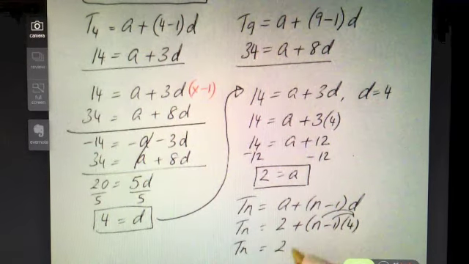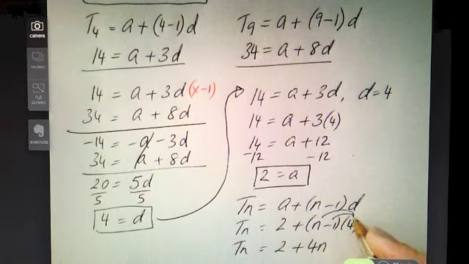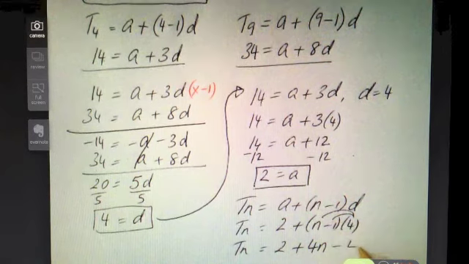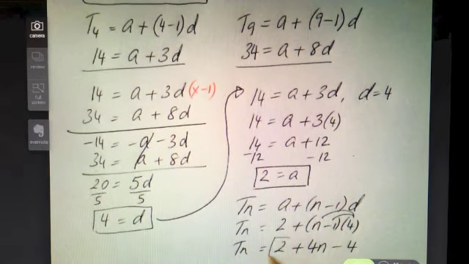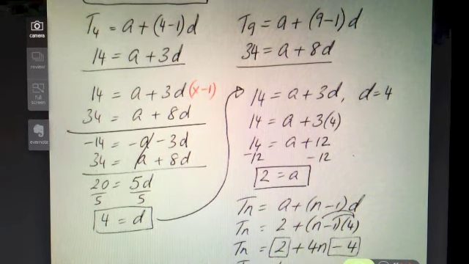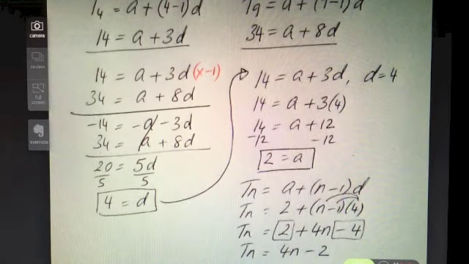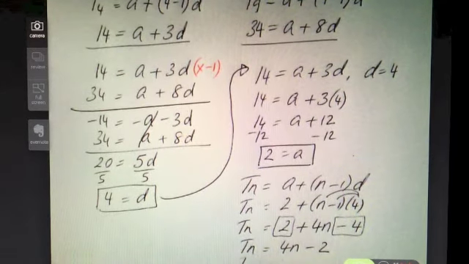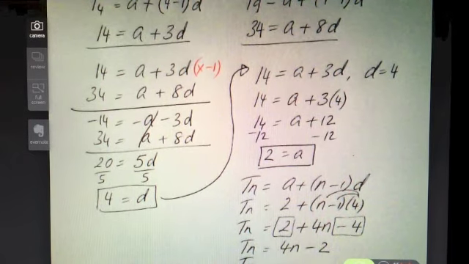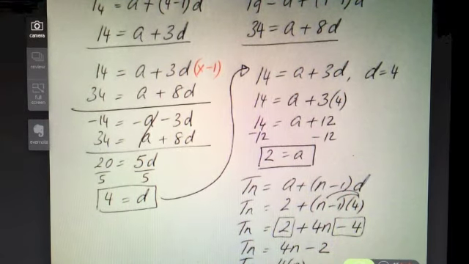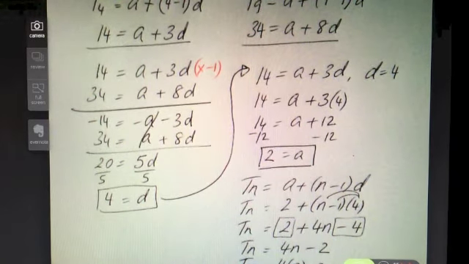I'm going to be left with Tn is equal to 2 plus 4 times n is 4n. 4 times minus 1 is minus 4. And again, I can tidy up the numbers here. So Tn is equal to 4n, and 2 minus 4 is minus 2. So there's my nth term. And now I'm going to be able to use that quite nicely to find T13. T13 is going to be 4 times 13 minus 2, which works out to be 50.